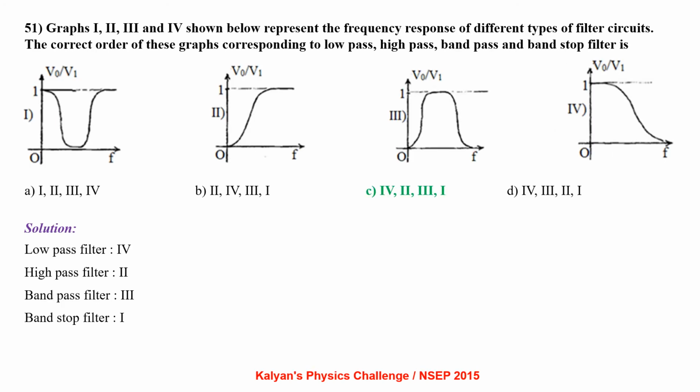Graphs 1, 2, 3 and 4 shown below represent the frequency response of different types of filter circuits. The correct order of these graphs corresponding to low pass, high pass, band pass and band stop filters is. So we have already discussed in detail about different types of filters in the earlier questions. You can see the graphical representation. Low pass filter is 4, high pass filter is 2, band pass filter is 3 and band stop filter is 1. So the correct order is 4, 2, 3, 1.